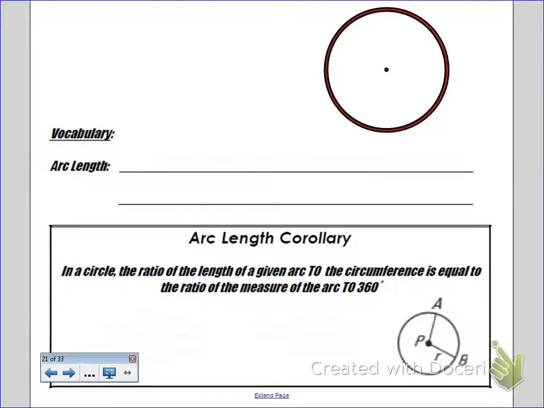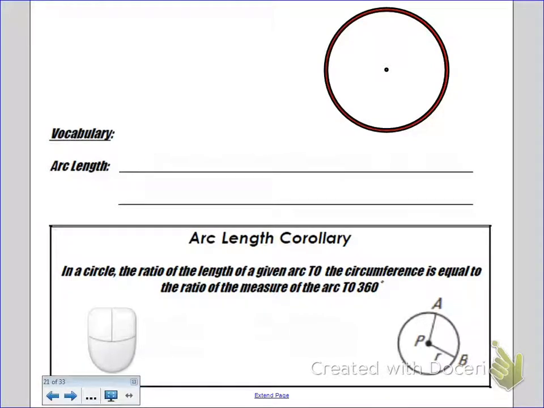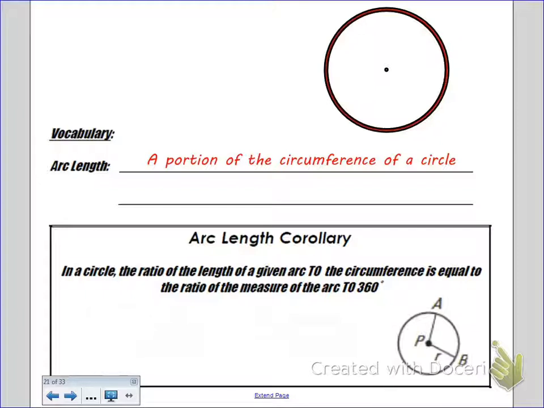Alright, first thing we want to do is define what an arc length is. An arc length is a portion of the circumference of a circle. In this circle, the red outline represents the circumference, the total distance around a circle. The length of the arc is the distance between 2 points on the circle. So if I call this point A, and this point B, the arc length is the part of the circumference between points A and B. So the length of that part of the circle, that part of the circumference from A to B.